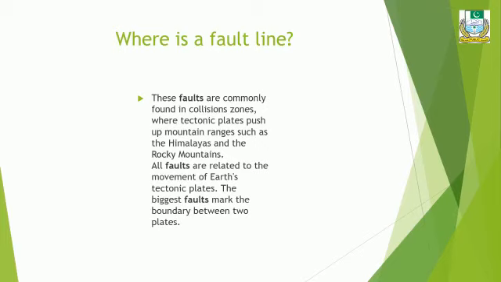Now the question is, where is a fault line? These faults are commonly found in collision zones, where tectonic plates push up mountain ranges such as the Himalayas and the Rocky Mountains. All faults are related to the movement of Earth's tectonic plates. The biggest faults mark the boundary between two plates.